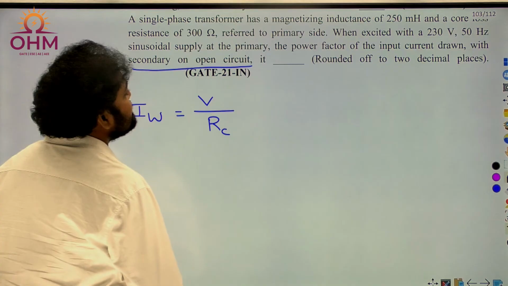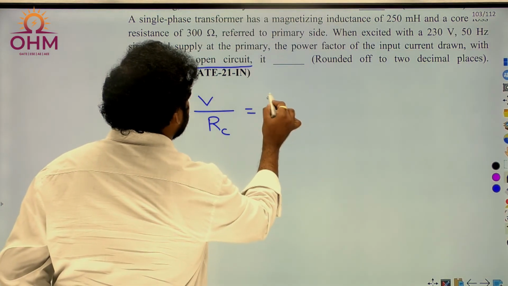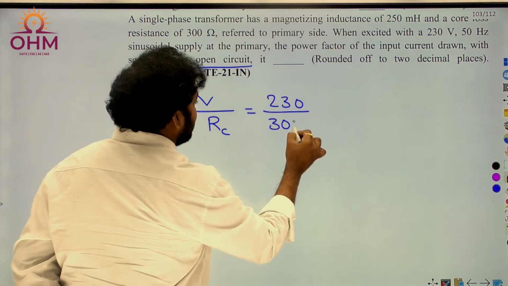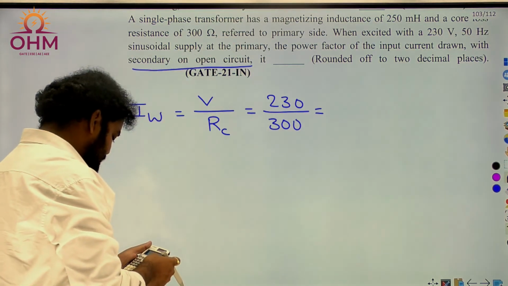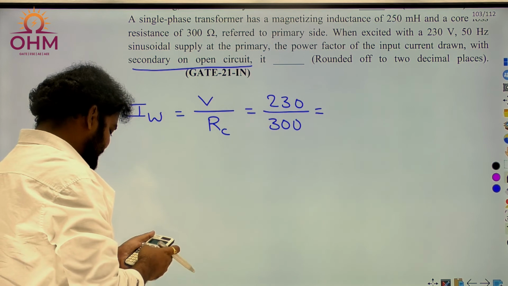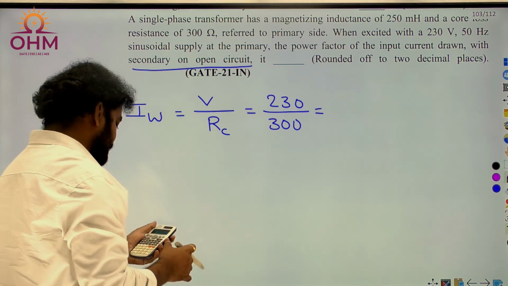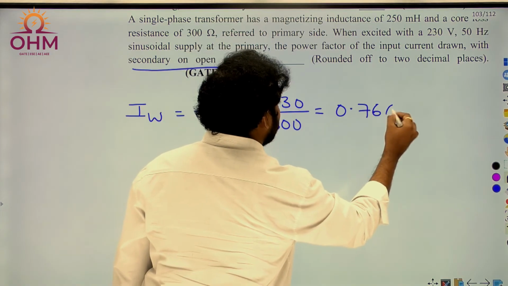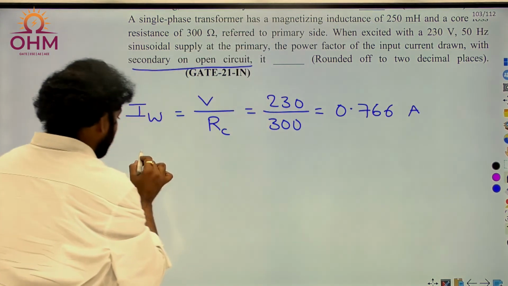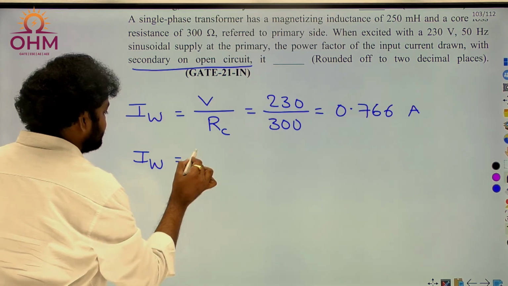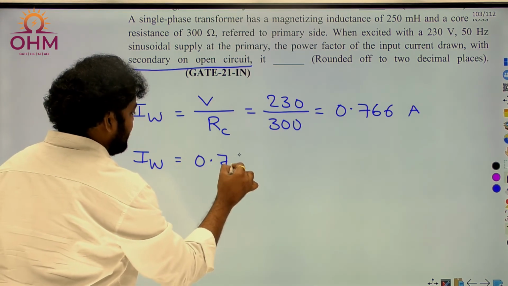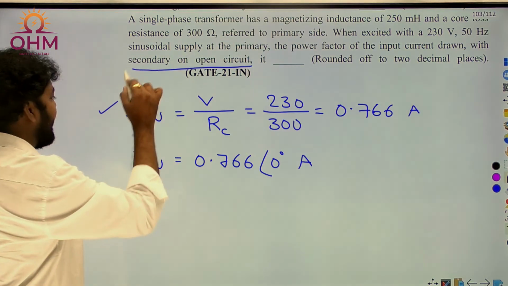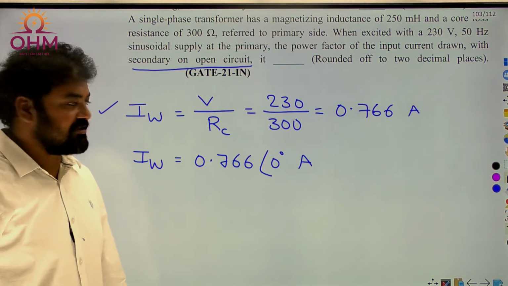What is the supply voltage given in the transformer? 230 volt, divided by the core loss resistance, 300 ohm. If I solve this, 230 divided by 300, I am getting 0.766 ampere. This is the loss component current value. 0.766 at an angle 0 I have to write, because it is a purely active component passing through a resistor.